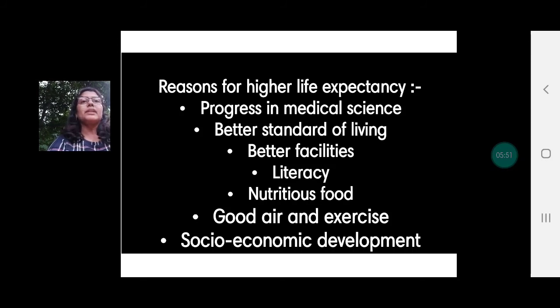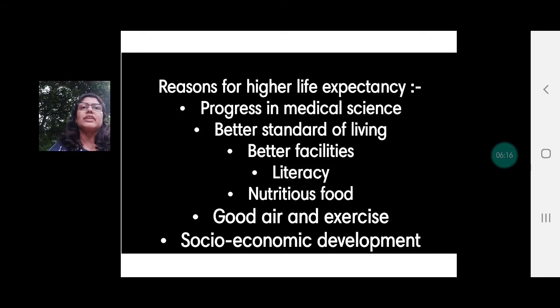Okay, many people can take advantage of improved medical sciences, while in India many people are left out of medical science. Not to say India is not progressing in medical science, we are progressing, but all people do not get an equal opportunity for good medical services. Okay, better standard of living in developed countries.